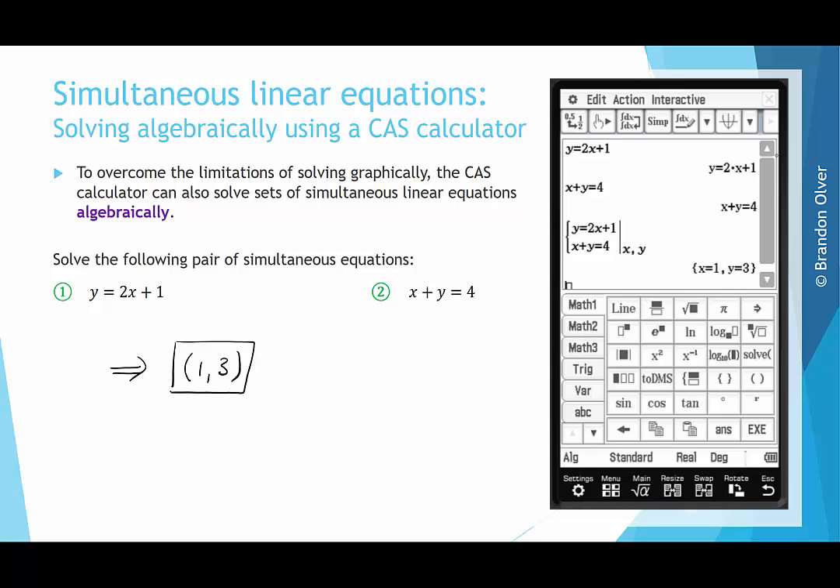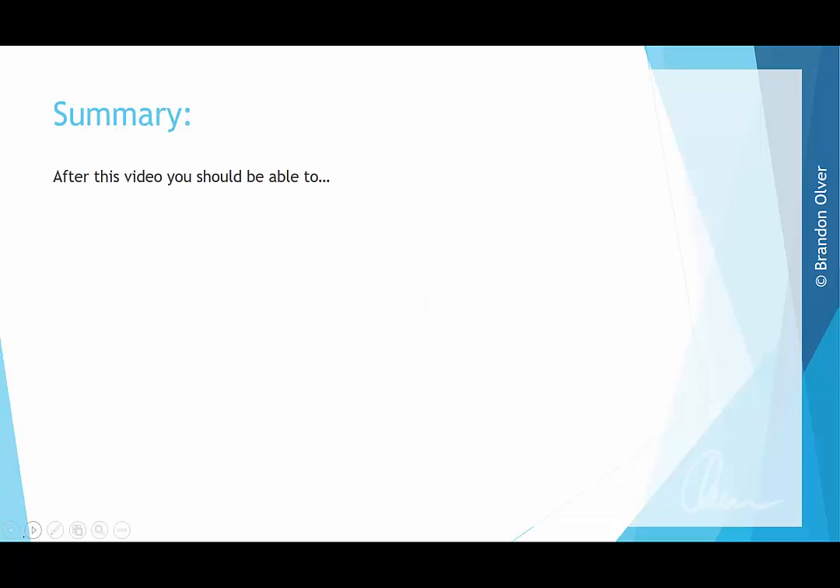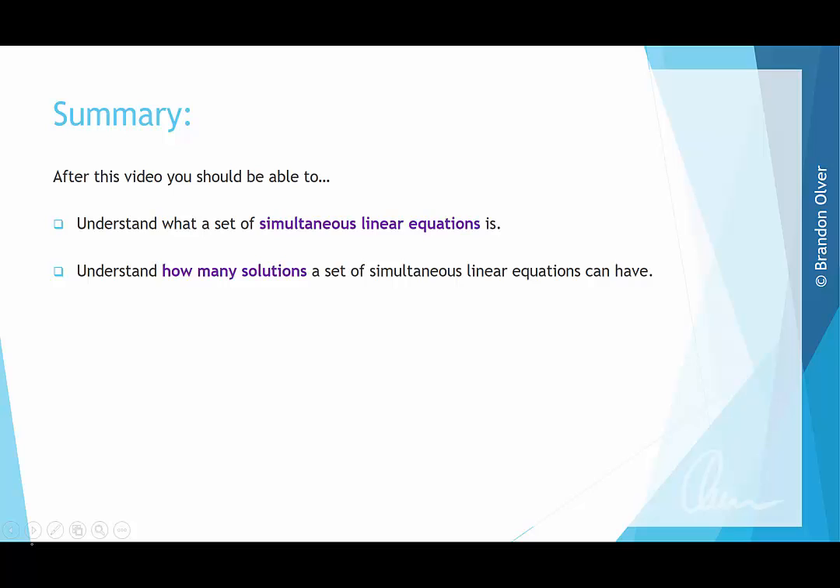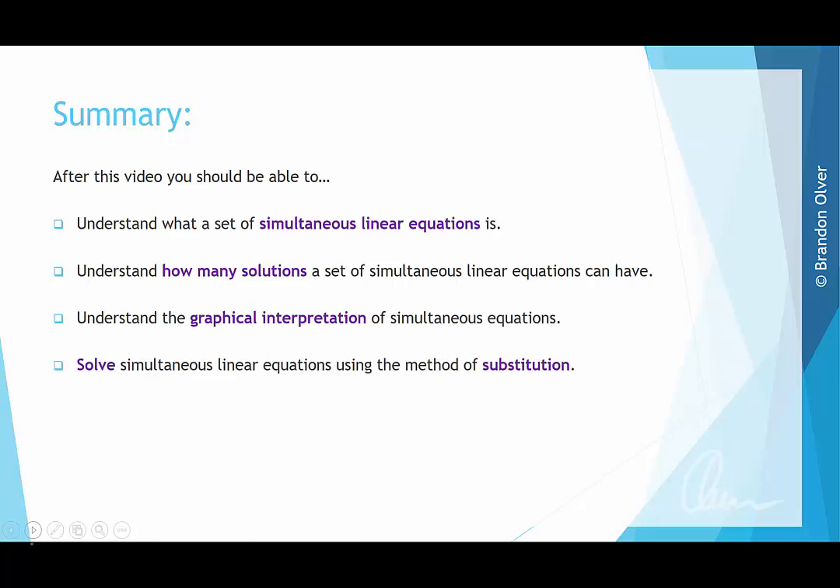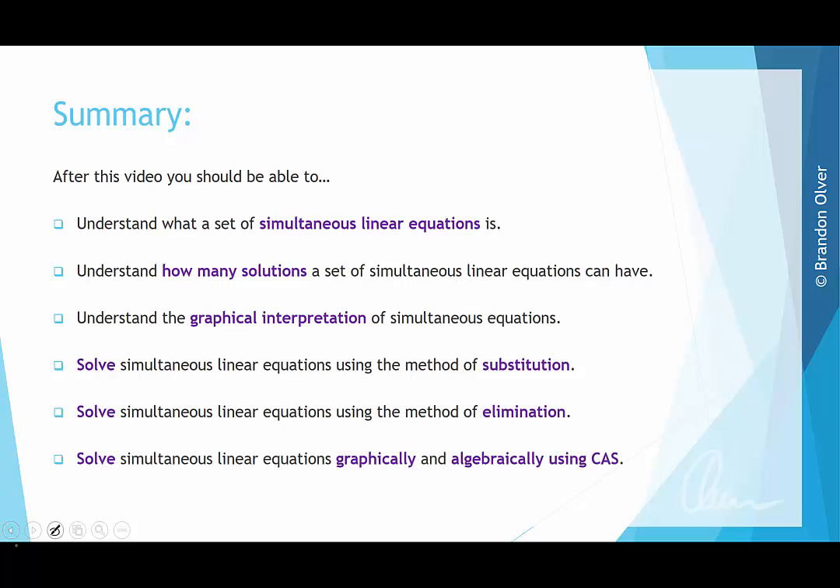So now we've seen that elimination, substitution, graphically, and algebraically using CAS all give the same solution to these simultaneous equations. So after this video, you should be able to understand what a set of simultaneous linear equations is, understand how many solutions a set of simultaneous linear equations can have, understand the graphical interpretation of simultaneous equations, solve simultaneous equations using the method of substitution, and solve them using the method of elimination. Finally, you should be able to solve simultaneous linear equations graphically and algebraically using a CAS calculator.